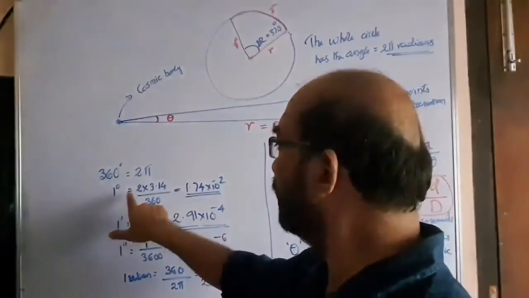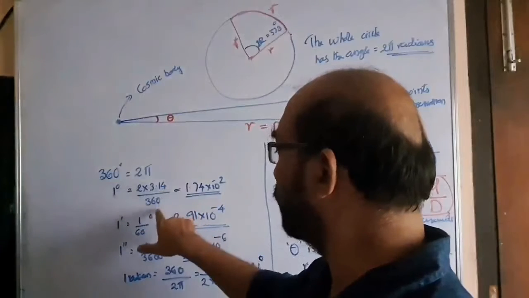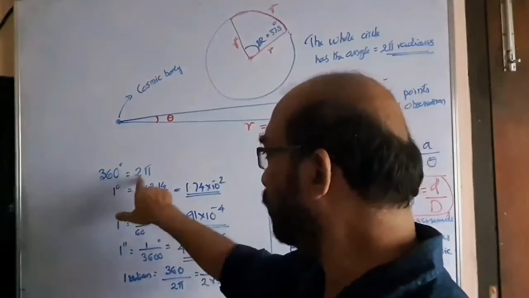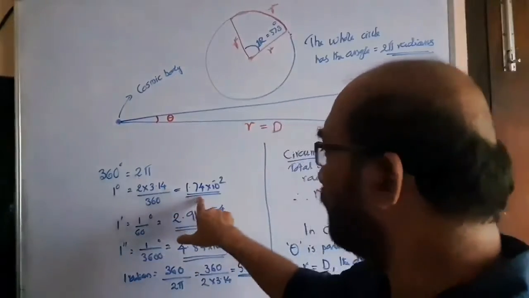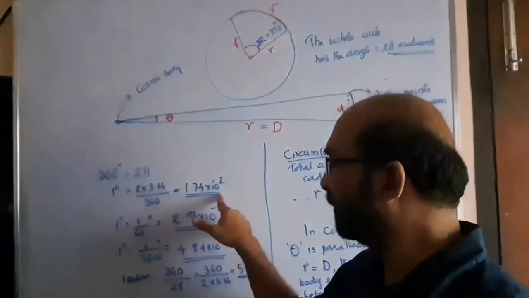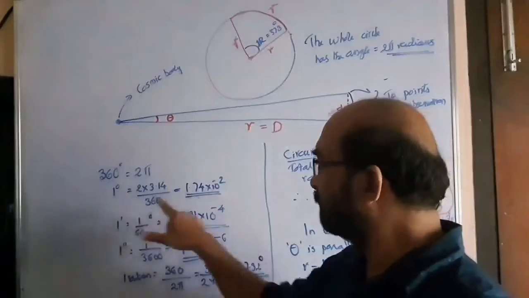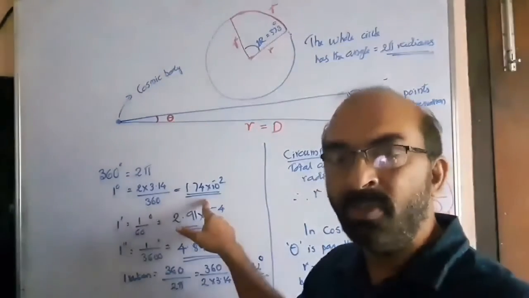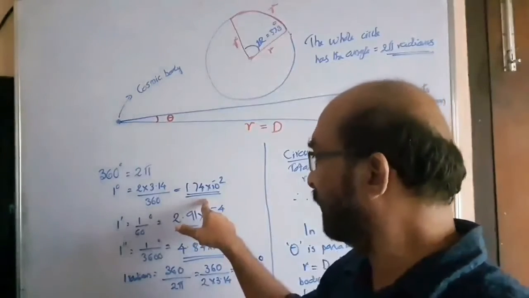So 1 degree is equal to 2 into 3.14 by 360. 360 degree is 2 pi. Therefore 1 degree is 2 pi by 360. That is 1.74 into 10 to the power of minus 2. So please remember, 1 degree in terms of radian is 1.74 into 10 to the power minus 2.